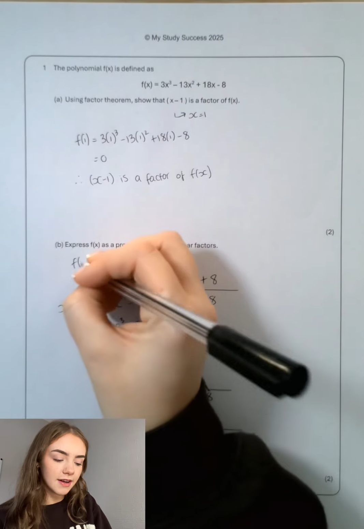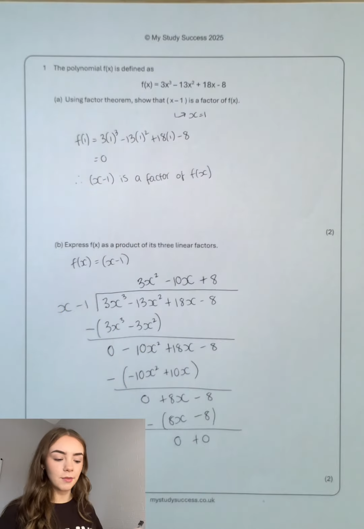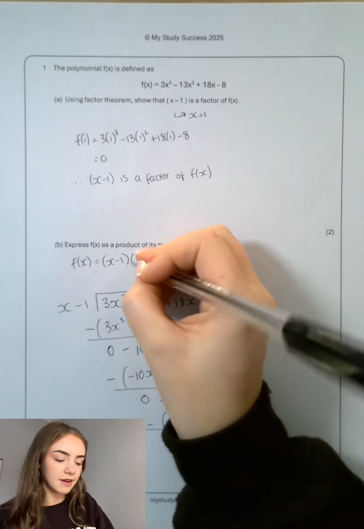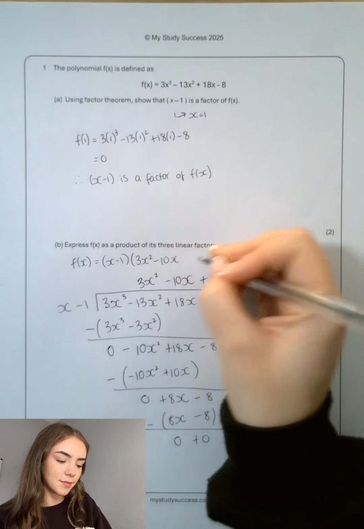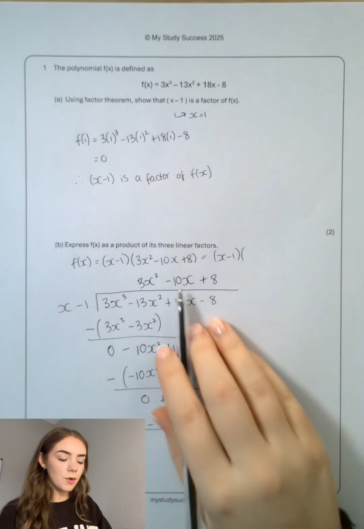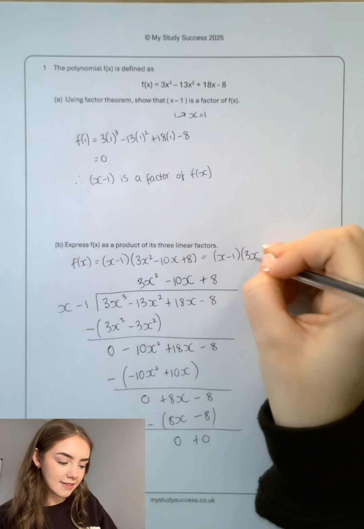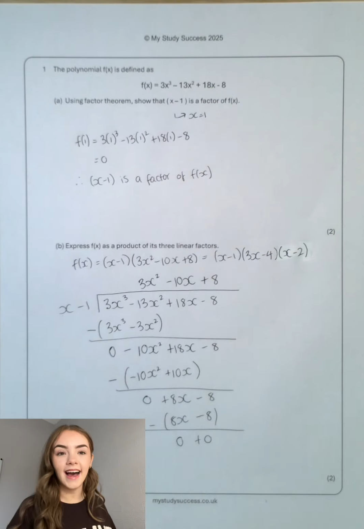So f(x) we can write as our first factor x − 1, and when we divide by x − 1 we have our other quadratic factor 3x² − 10x + 8. But we can factorise this into double brackets. In one bracket this will factorise to (3x − 4), and in our second bracket we'll have (x − 2). And it doesn't really matter which order we have these brackets in, and this will be our final answer.